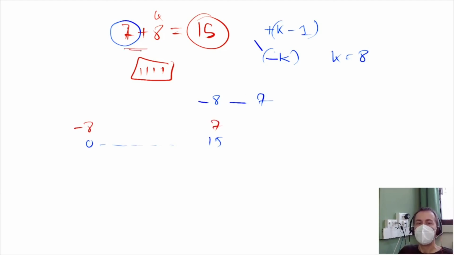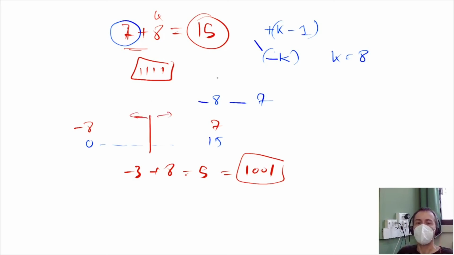So for example, let's see how to represent a negative number. Minus 3, we add 8, this will be 5, and it will be 1, 0, 0, 1, the representation. So that's it. It's as simple as that. Just splitting the numbers by a quantity, and half of them will be negative and the other half will be positive.